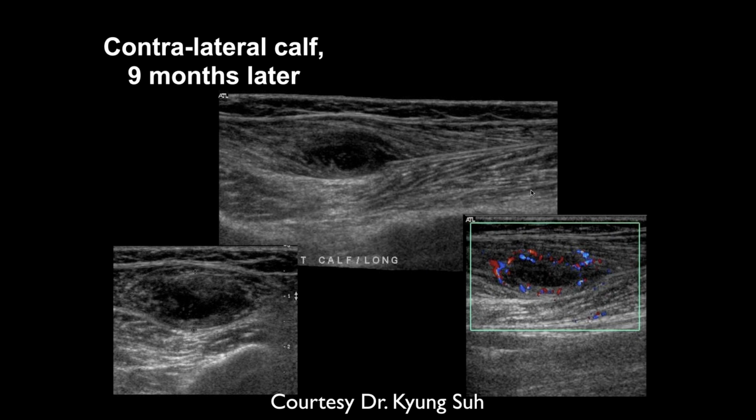And now we're looking at the contralateral calf 9 months later, and we can see this mixed echogenicity oval collection along the left calf. It looks like it may be intramuscular, and there's really no intrinsic vascular flow, but there's some surrounding peripheral vascularity. Okay, so yeah, this is aspergillosis.